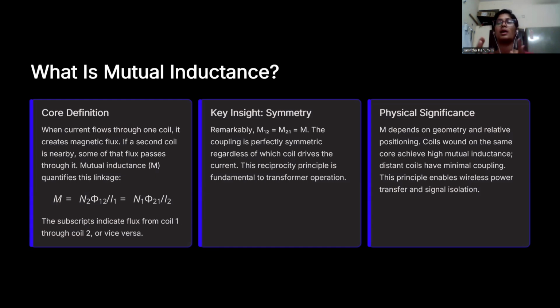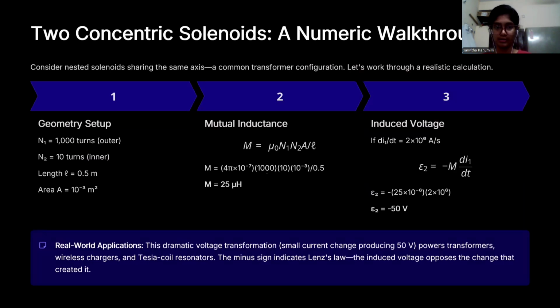So basically, when current flows through one coil, it creates magnetic flux, as we know. If a second coil is nearby, some of that flux passes through it, which is the mutual inductance. And now, two concentric solenoids and a numeric walkthrough. We are considering nested solenoids sharing the same axis. A common transformer configuration. Let's work through a realistic calculation.